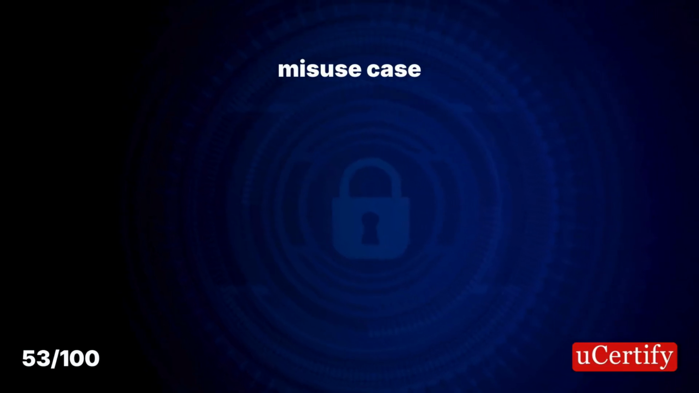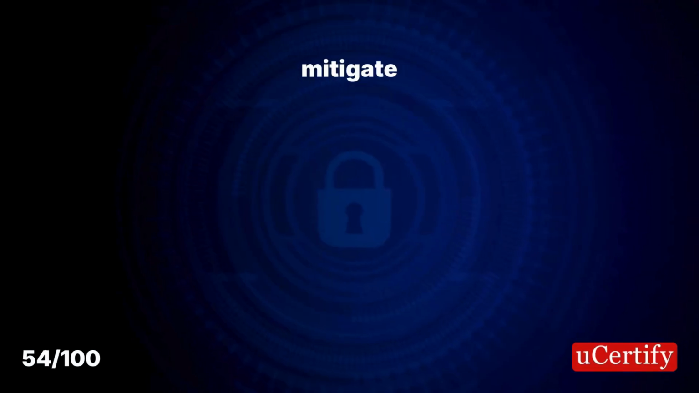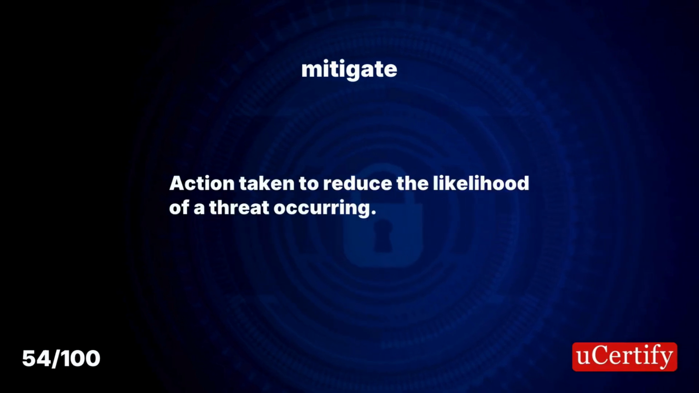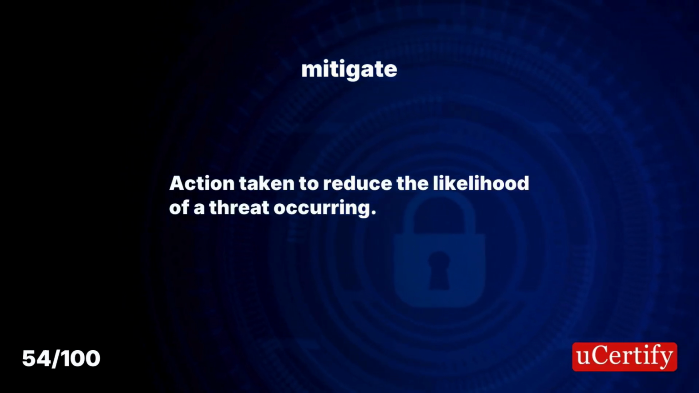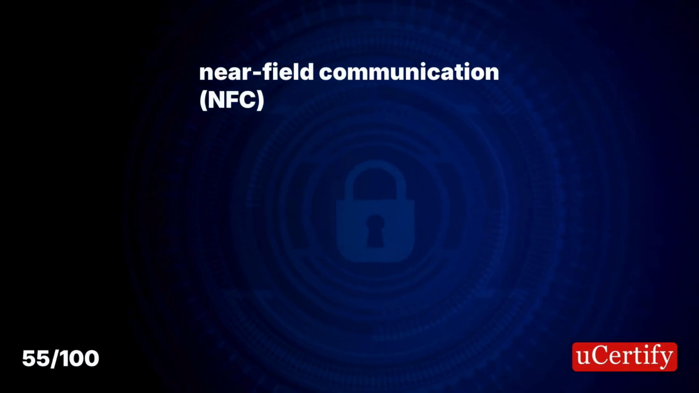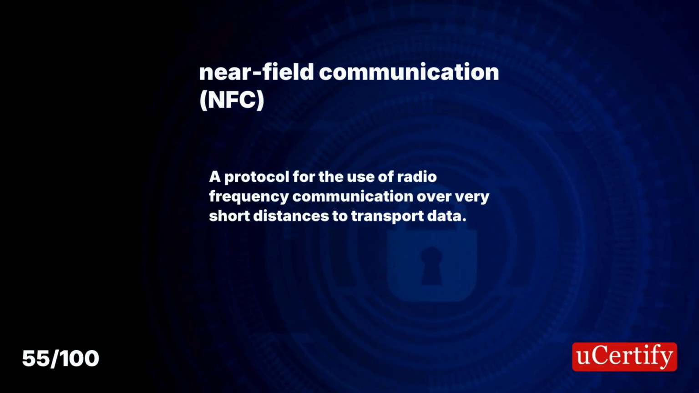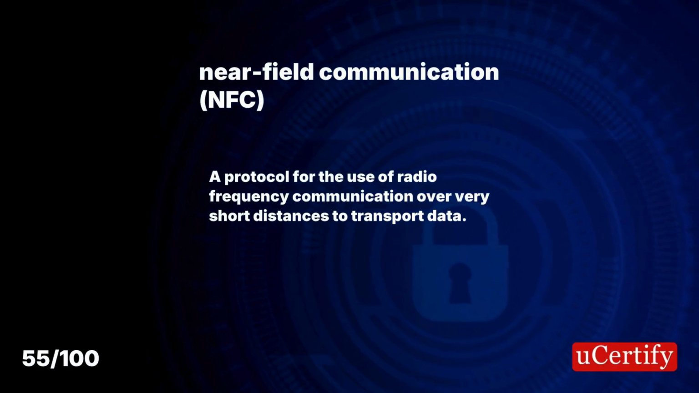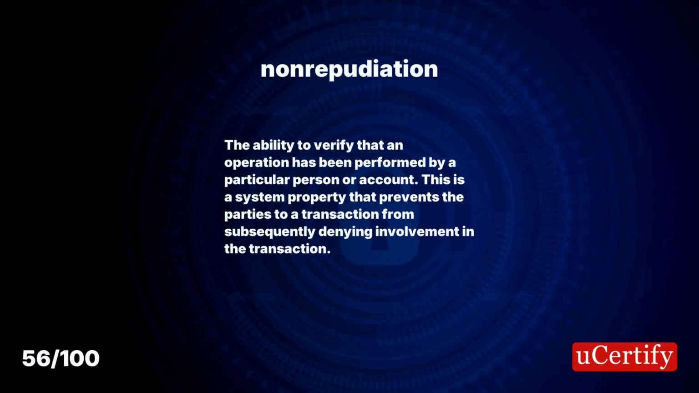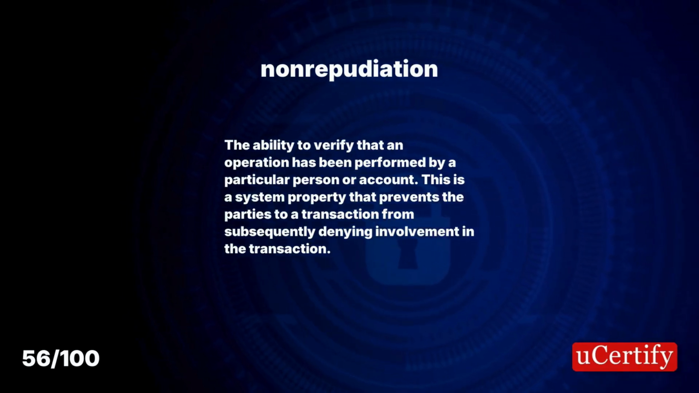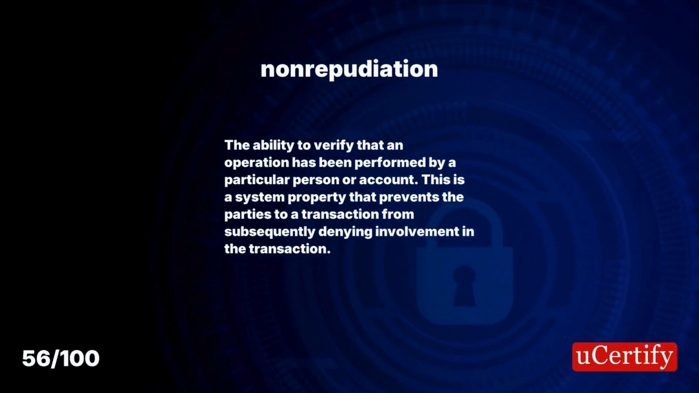Term: misuse case. Definition: CCT. Term: mitigate. Definition: action taken to reduce the likelihood of a threat occurring. Term: near-field communication. Definition: a protocol for the use of radio frequency communication over very short distances to transport data.